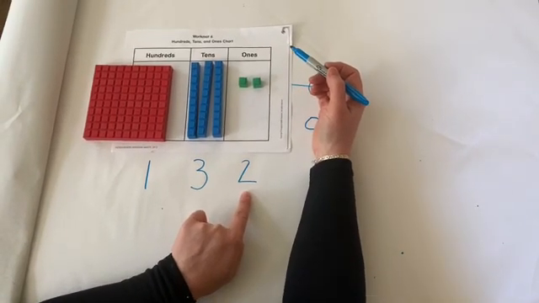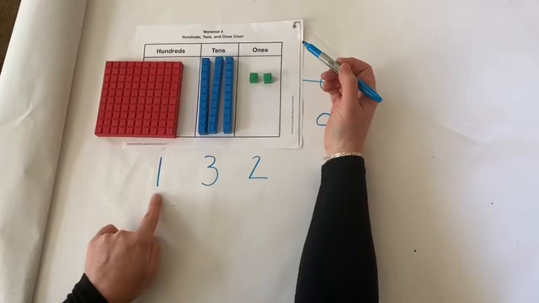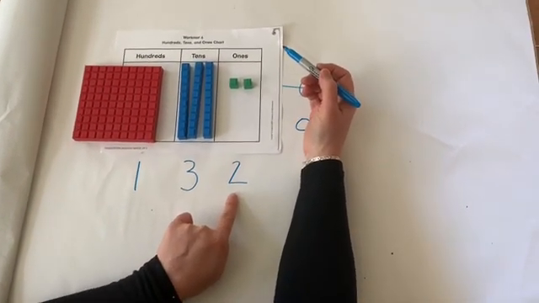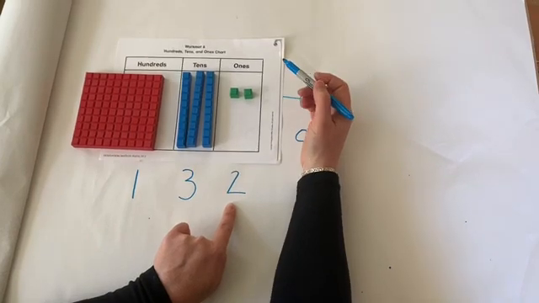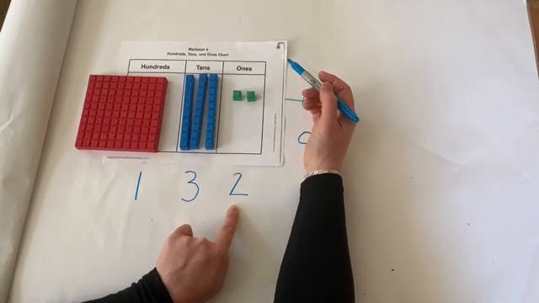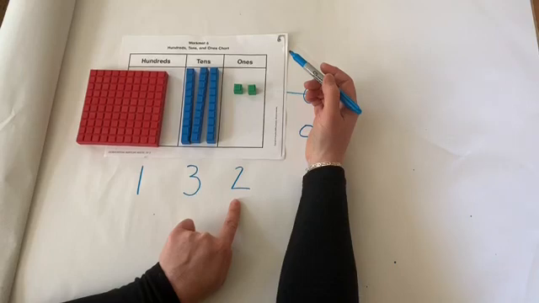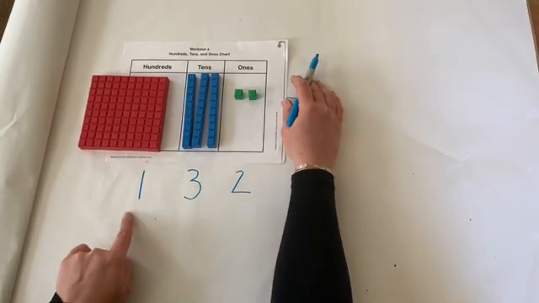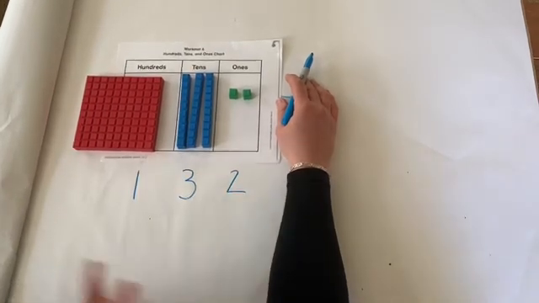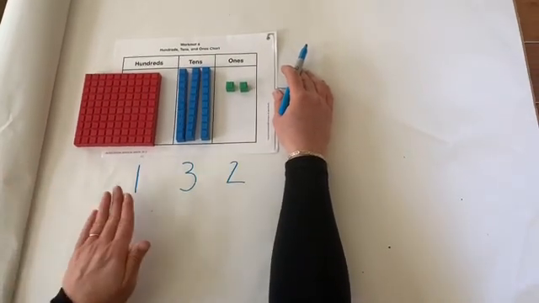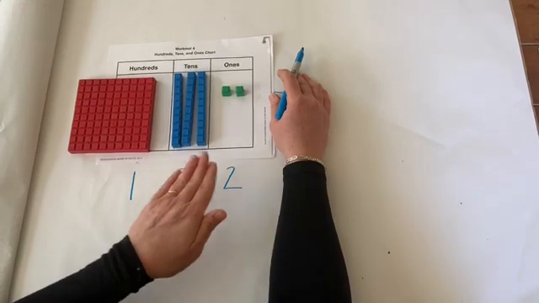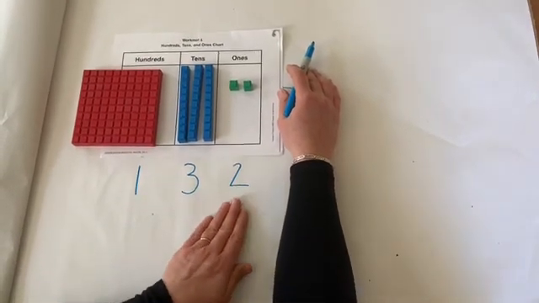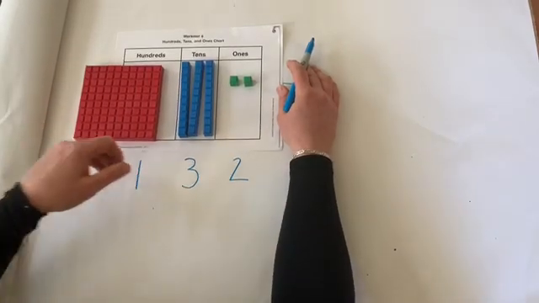Now I want you to listen as I say that number because I want to make sure you develop a really good habit. 132. As I've said it, please notice that I haven't used the word and in any place. Let's try not to say one hundred and thirty-two. You don't need the and. We're just going to say it as we see the place value. 132.